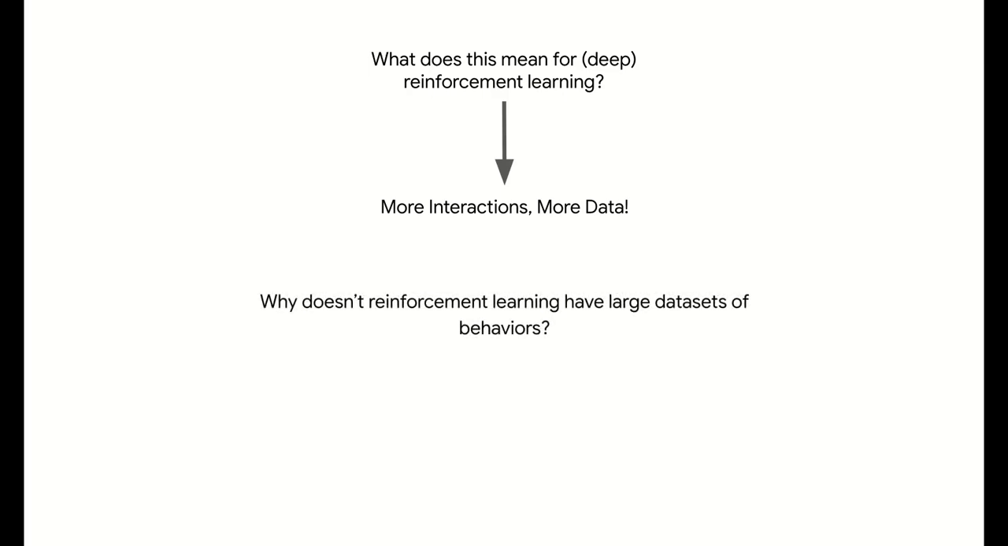What does this mean for reinforcement learning, particularly deep reinforcement learning? We want to provide our agents with more interactions and more data, which can potentially lead to robust, generalizable, and complex behaviors. Unfortunately, this has not really panned out thus far, with reinforcement learning being restricted to relatively small datasets and curated behaviors. Why is this the case?